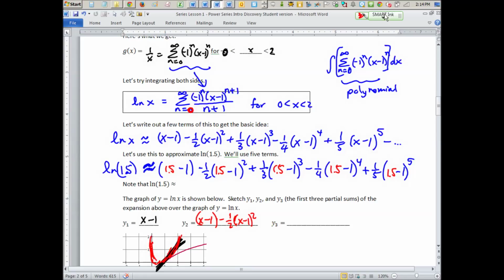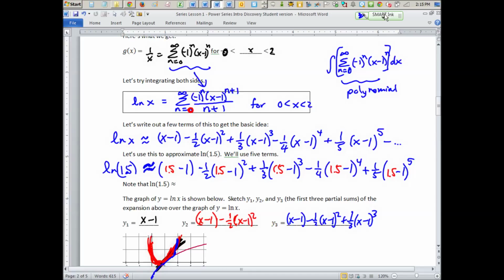Doesn't look much like a polynomial. It's a parabola, I should say. It looks like it fits a little bit better there. And then the third case is x minus 1, minus 1/2 (x minus 1) squared, plus 1/3 (x minus 1) cubed. And that thing's a cubic, and that cubic fits even better to the curve ln x. Interesting concept of the day. And that's our first day of power series.